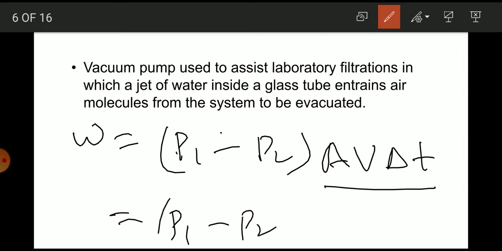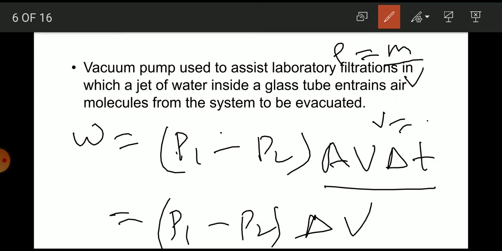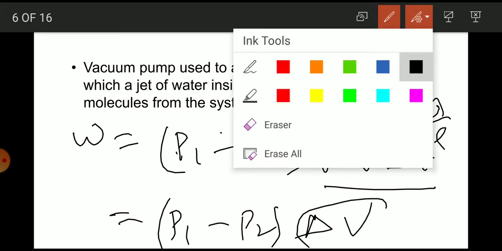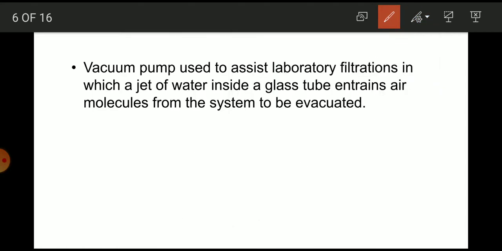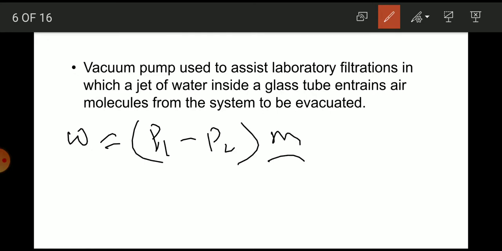P1 minus P2 and del V, volume. Density is equal to mass per unit volume. So volume will be equal to mass per unit density. So in place of del V you will write mass per unit density. W is equal to P1 minus P2 times mass per unit density, equation A.